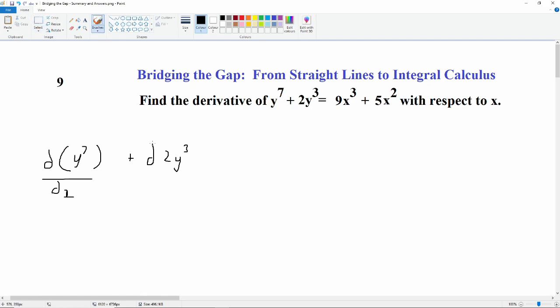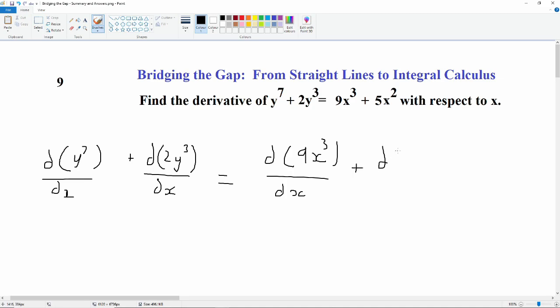Plus the derivative with respect to x. Remember, the sum of the derivatives is equal to the derivative of the sum. So this is equal to the derivative of 9x cubed with respect to x, plus the derivative of 5x squared with respect to x.